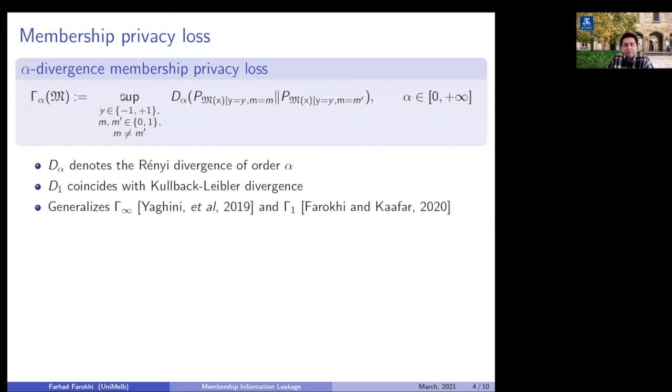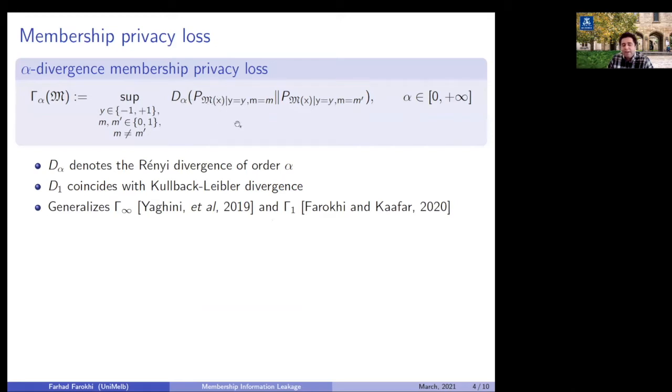So one way of measuring this privacy loss in membership is using the alpha divergence, the Renyi-divergence of order alpha, to compare the effect of M being 0 and 1 on the output, where we only have access to the distribution of the Y hat.